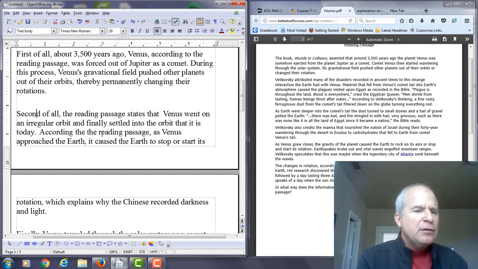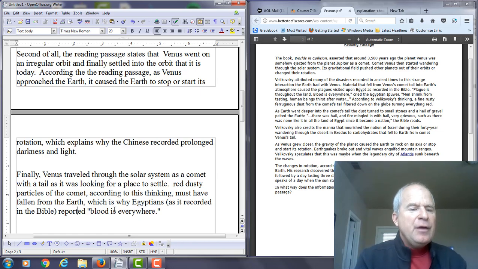According to the reading passage, as Venus approached Earth, it caused the Earth to stop or start its rotation, which explains why the Chinese recorded, I'm going to say here, prolonged darkness and light. Finally, Venus traveled through the solar system as a comet with a tail looking for a place to settle. Red dusty particles of the comet, according to this thinking, must have fallen on the Earth, which is why Egyptians, as it is recorded in the Bible, reported blood everywhere.